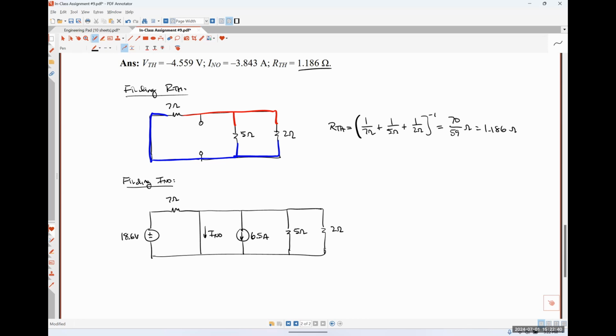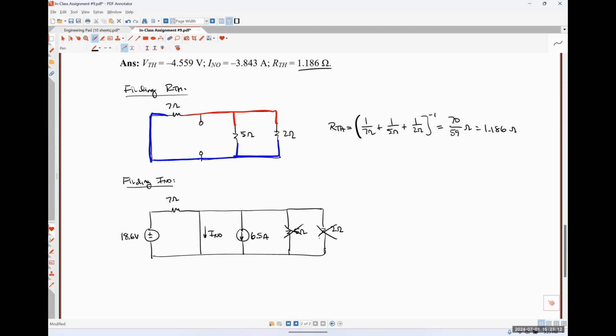So how might we go about solving for our Norton current? Nodal. So isn't all of the right of it short circuited? Pretty much. So yeah, this 5 ohm resistor and this 2 ohm resistor are not going to contribute anything because they are in parallel with a short circuit.